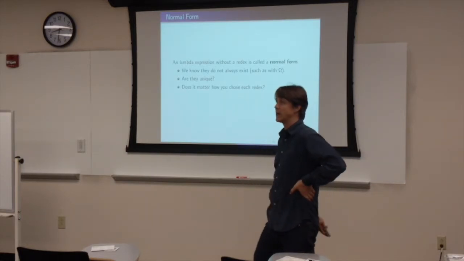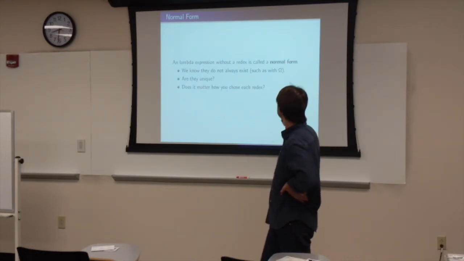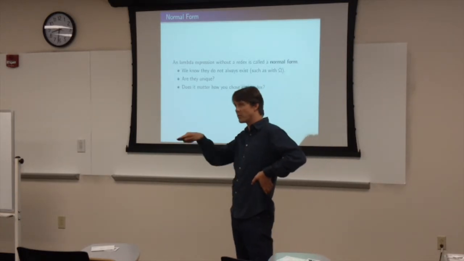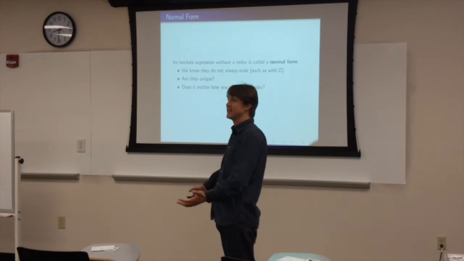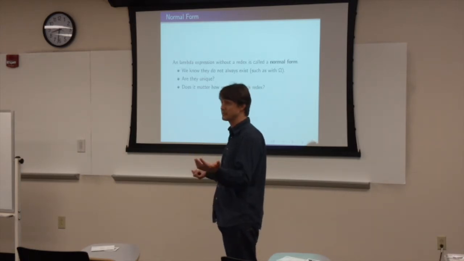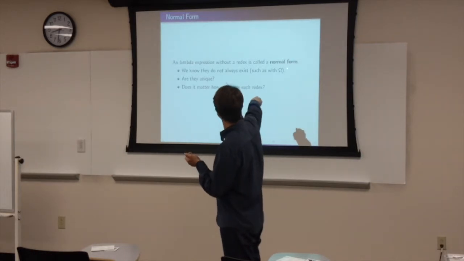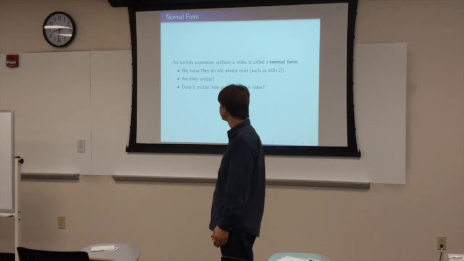Well, the main idea here is normal form. I've been using this without really giving it a name. But when I said 1 plus 1 was 2, if you go back to it, there were no more redexes at the end. The computation stopped because there was nothing else to reduce. And that's what you call a normal form. A normal form is just a lambda term that has no more redexes. You can't do anything else.